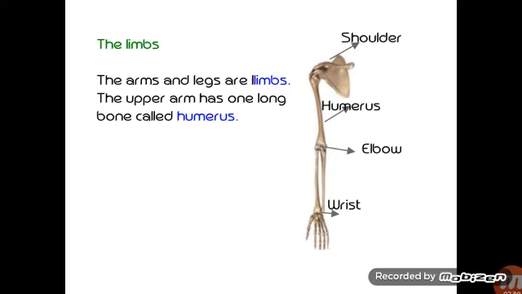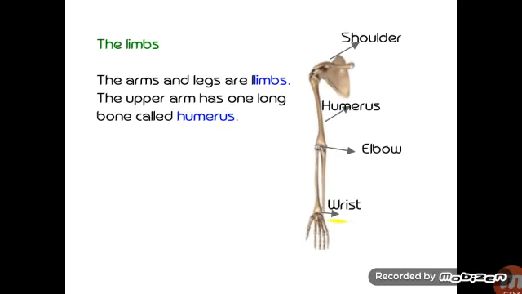The upper arm has one long bone called humerus. The arm is divided in two parts: this is the upper arm and this is the lower arm. This is your elbow. Here is your shoulder and here is your wrist, where you are wearing a watch. That is the wrist. Understood, children?